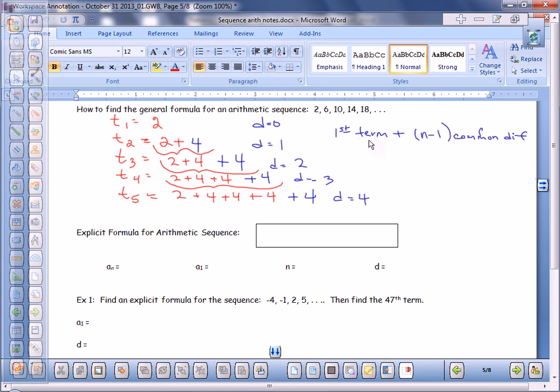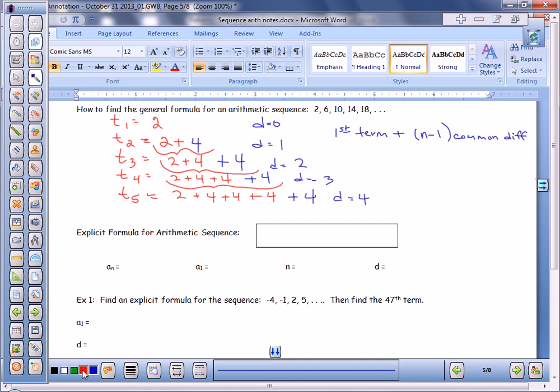Whoops, I missed an F. There we go. And that is our formula. But normally when we write a formula, we write it symbolically. So symbolically, we would say, to find any term, you take the first term and add n minus 1 common differences to that. So a sub n, which is really the same as t sub n, represents the nth term, to find any term.